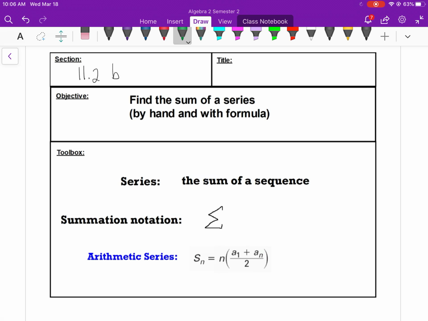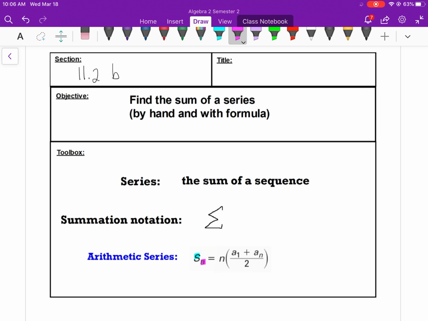Okay, 11.2b. In today's lesson, we will be finding the sum of a series. And again, a series is the sum of a sequence. So you have a sequence, and you are just adding all of the terms of the sequence. Again, we have that summation notation, and then we have our formula. We've got S sub n, which is saying the sum through n terms.